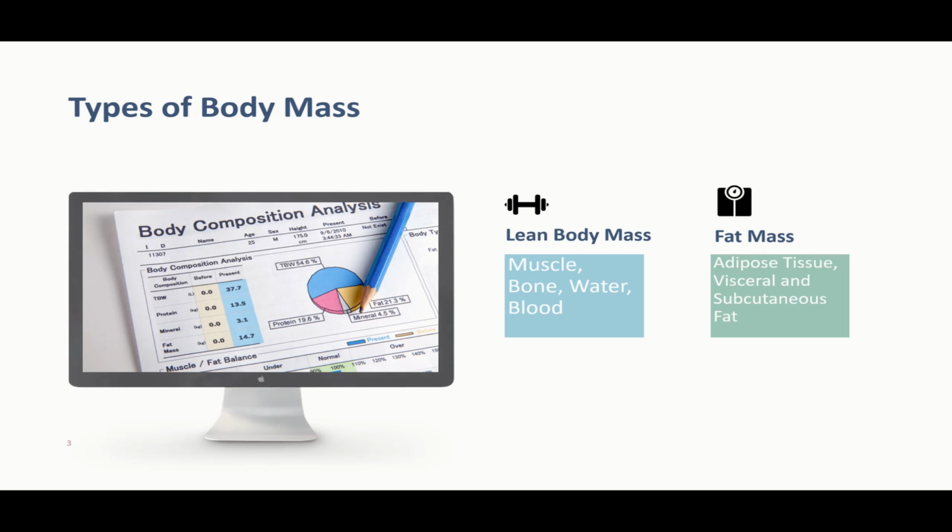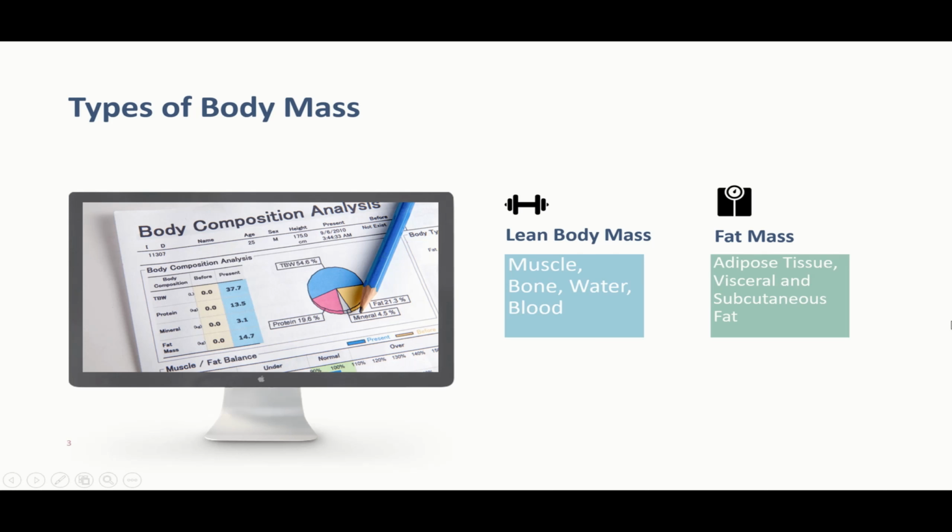Bone, which is of course made up within our skeleton, and within our bone we have the ability to store minerals. This is also the case with blood, so we can carry minerals within the blood, and again this makes up a part of our lean body mass. And then lastly we have our water, so a majority of our body is actually made up of water, and this is contained within muscle, within our blood, within our organs and so on.